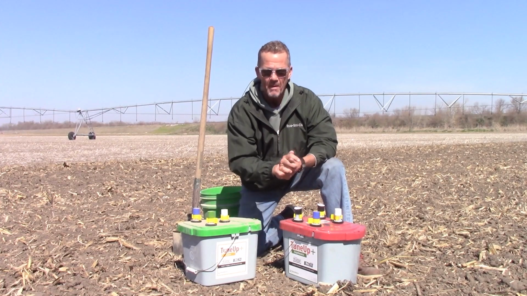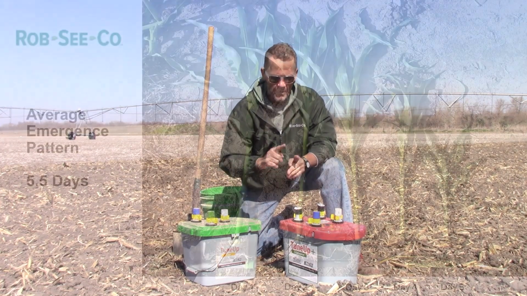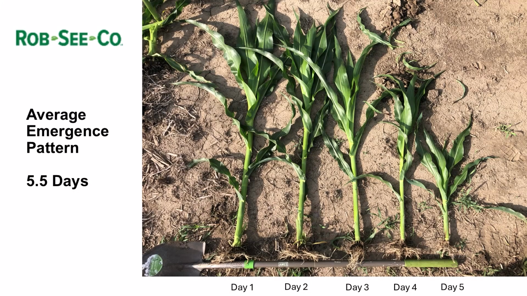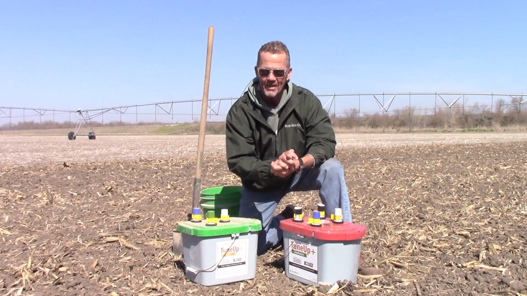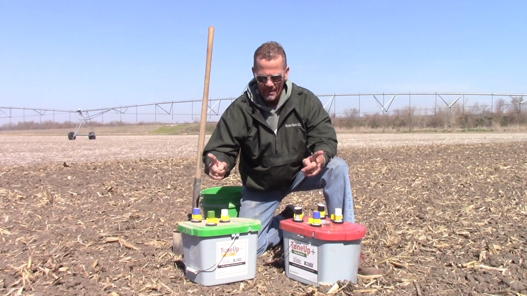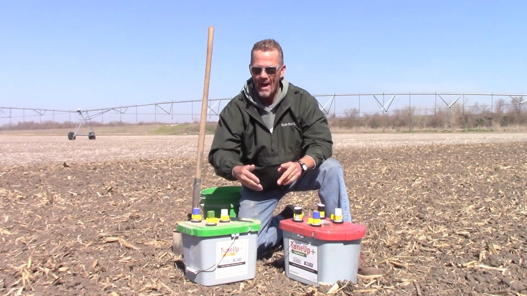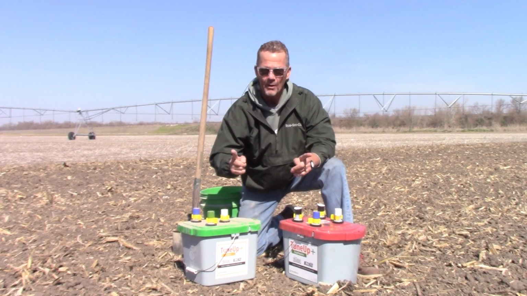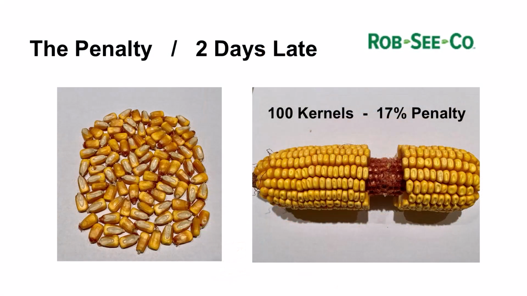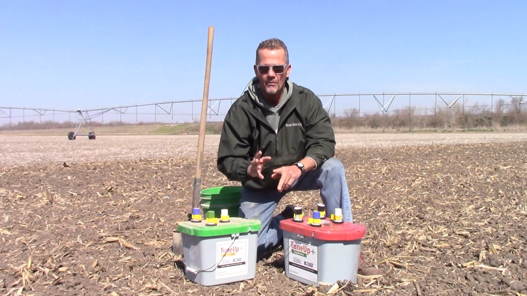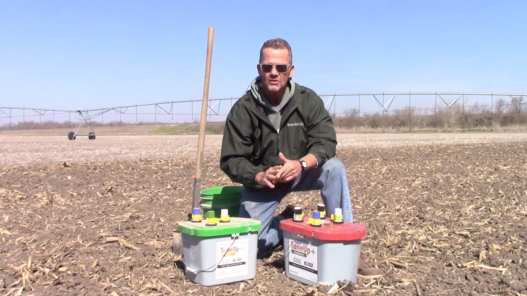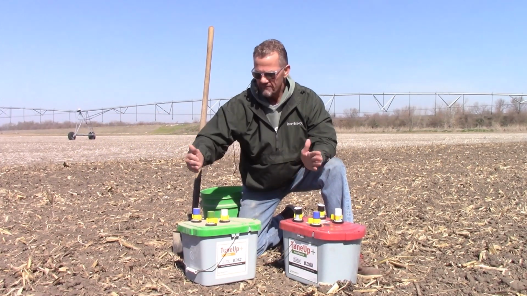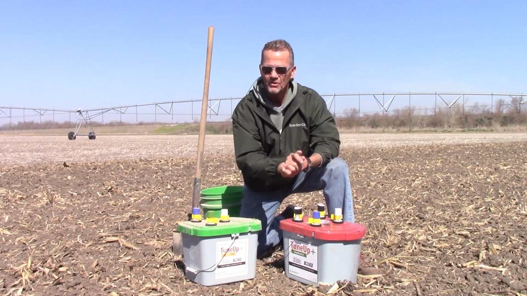We think about the emergence pattern on any farm out here. From the first spike of corn that comes up until you've exhausted all establishment, it takes about 5.5 days for that to happen. What we know about that day to day separation in emergence pattern with corn is a 2-day separation. That plant that comes up 2 days later will have about 16 or 17% fewer kernels of grain on the ear. It's about 100 kernels. A 4-day separation is 225 to 250 kernels.